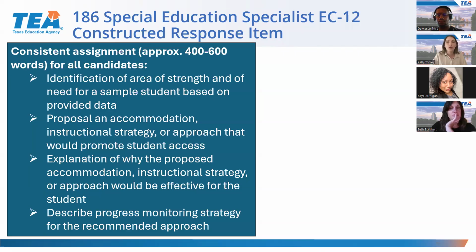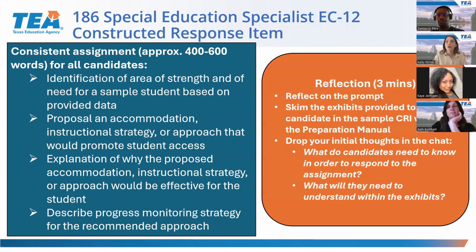So before we continue on, we're just going to push pause here for a few minutes of some independent reflection. So taking a look at this prompt, we're going to take about 3 minutes, reflect on the prompt, and then in that preparation manual that's linked for you in your participants guide, skim those exhibits that are provided to the candidate within their sample CRI. In those 3 minutes, as you're reviewing, maybe drop a couple notes in the chat on your initial thoughts around what candidates need to know in order to be able to respond to the assignment, as well as what do you think candidates need to understand within the exhibits as they're preparing for their constructed response.